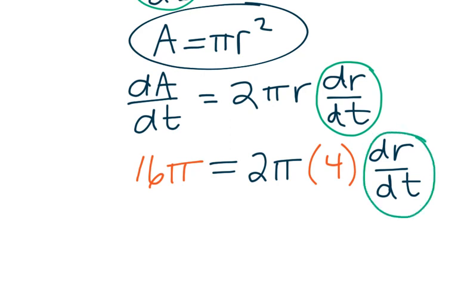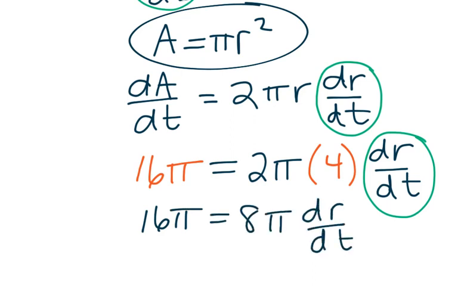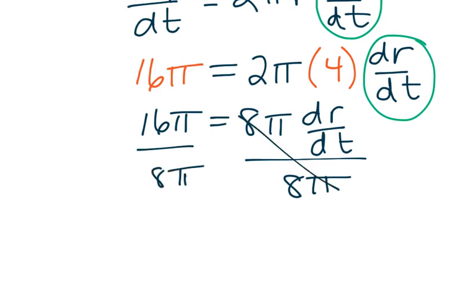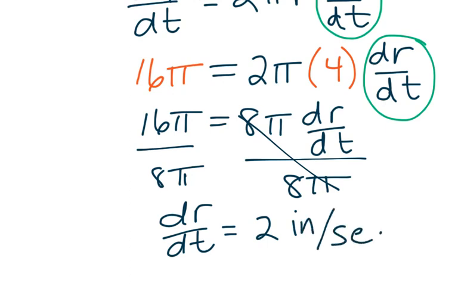So let's simplify this. So we have 16 pi is equal to 8 pi dr/dt. And then if I simplify some more, so divide by 8 pi, I get dr/dt is equal to 2. So the rate at which the radius is expanding is 2 inches per second.